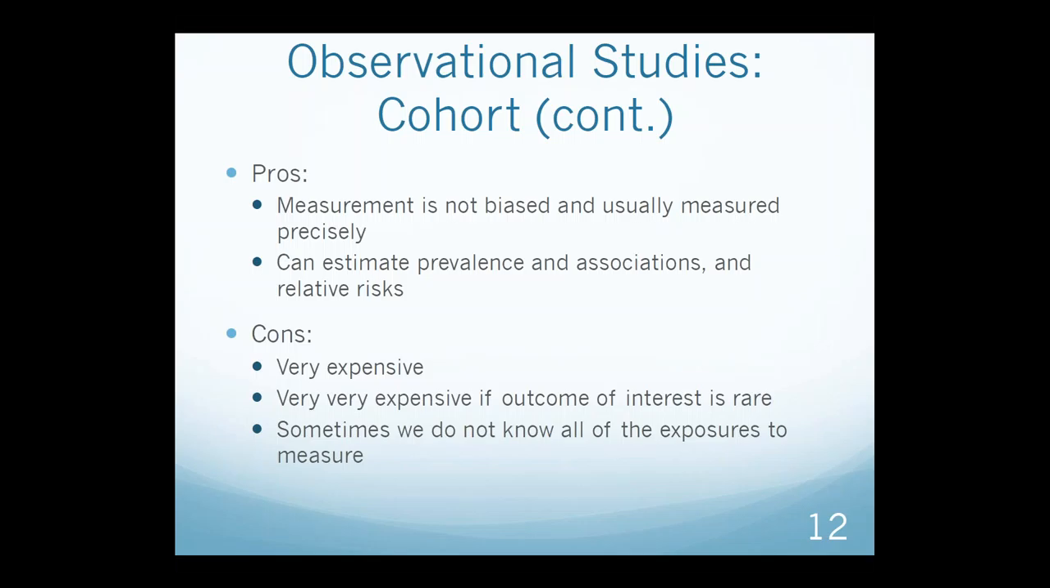And also sometimes we don't know all of the exposures to measure. So, okay, this is a great prospective design. We have our cohort determined at the beginning. But if we don't know the right exposures to measure and we didn't measure them over years, at the end, we don't have the correct exposures. And when we do the analysis, we don't have the correct information. So it is one of the disadvantages of cohort studies.